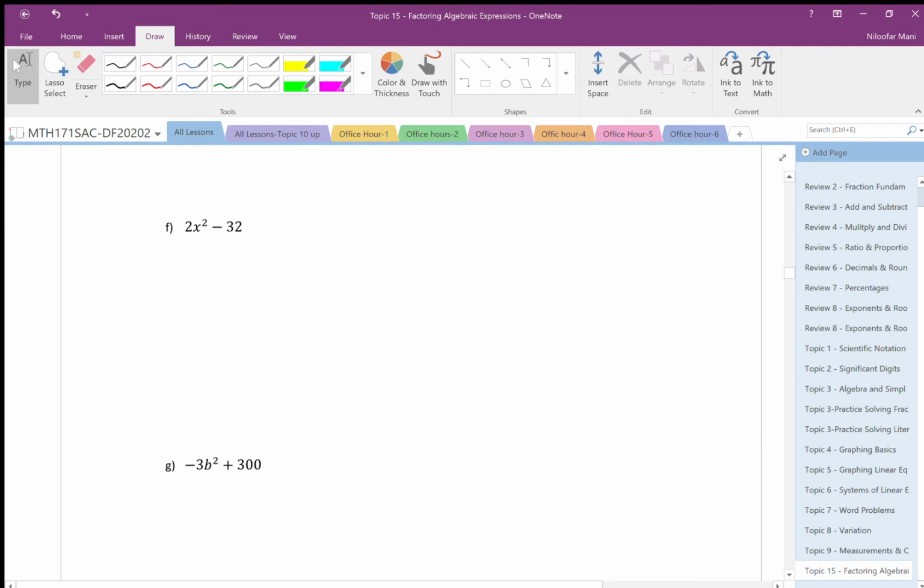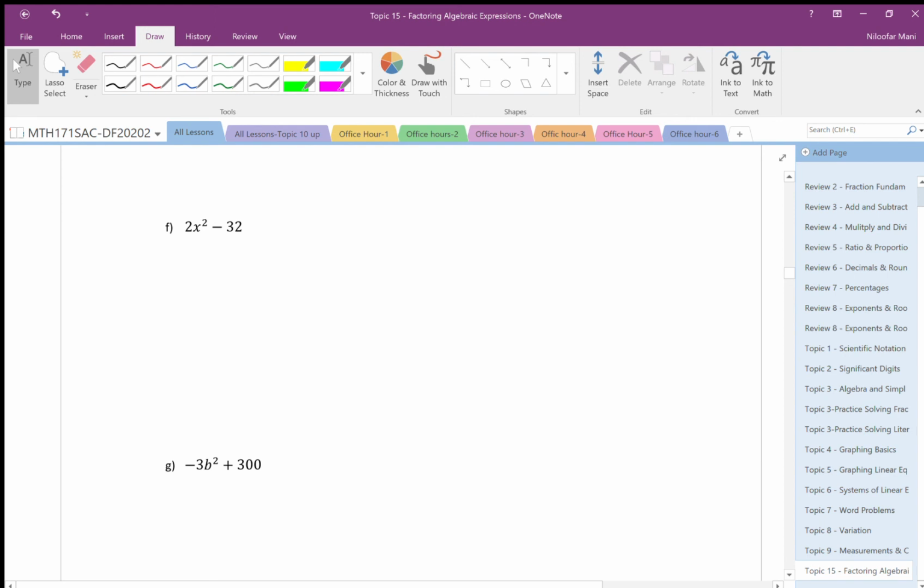How about here? One of them is 2, one of them is 32. I can't do anything, because I cannot write them as just a squared. I cannot write 2 as a whole number squared. I cannot write 32 as a whole number squared.